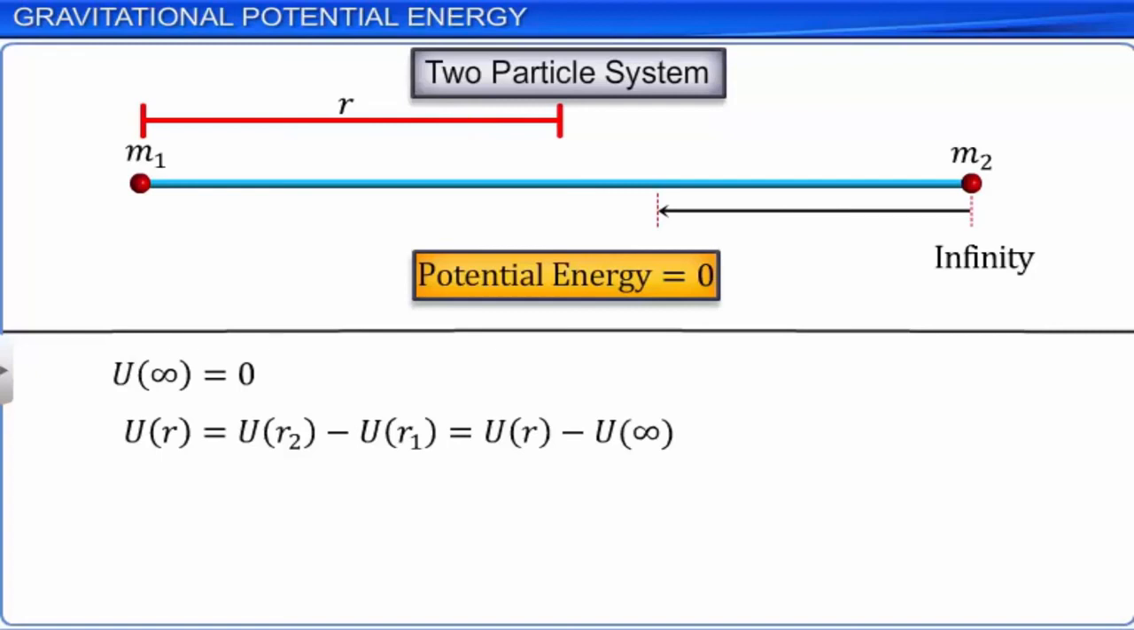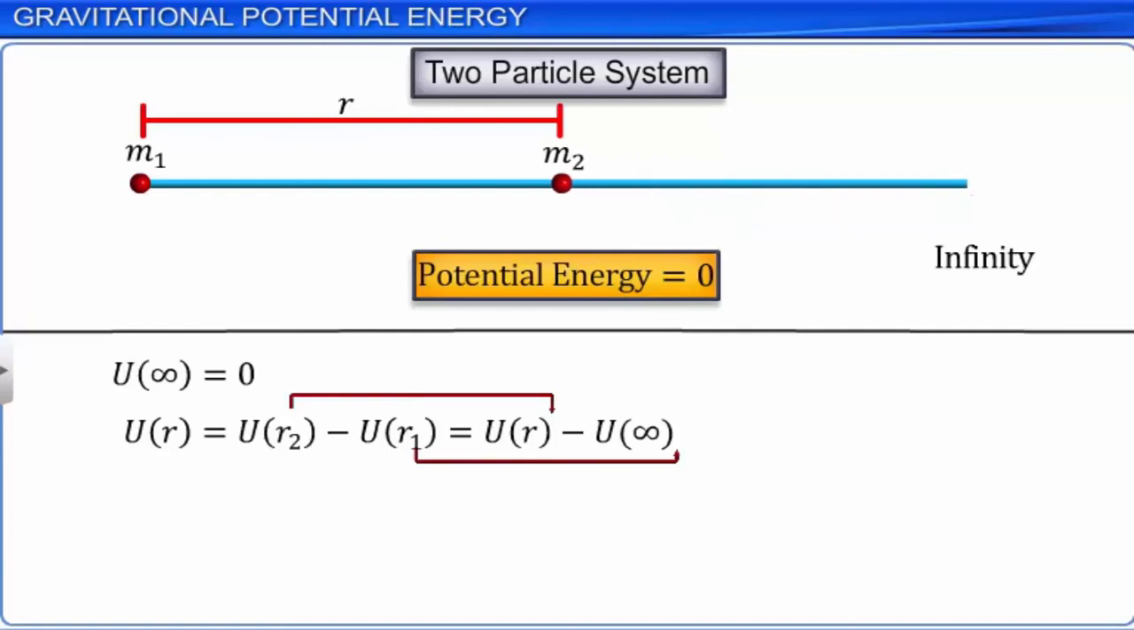Here, U(r) is equal to Ur2 minus Ur1, which is equal to U(r) minus U infinity. As U infinity is 0, the same expression can be written as U(r) is equal to U(r) minus 0. Thus, the gravitational potential energy of the two-particle system separated by distance r is denoted by U(r) is equal to minus G m1 m2 by r. Let this be equation 6.